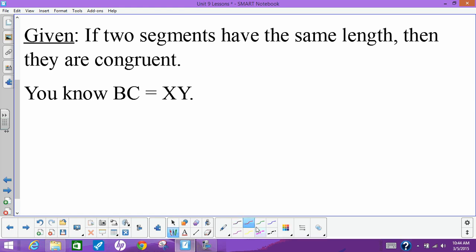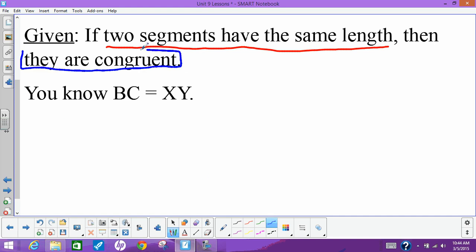So let's do what we did in the last lesson, and we will find our hypothesis. Two segments have the same length. And our conclusion, they are congruent. So we have an if-then statement, a conditional. The law of detachment says if we get a true example of the hypothesis, so if we have an example of two segments that have the same length, then we can make a conclusion.